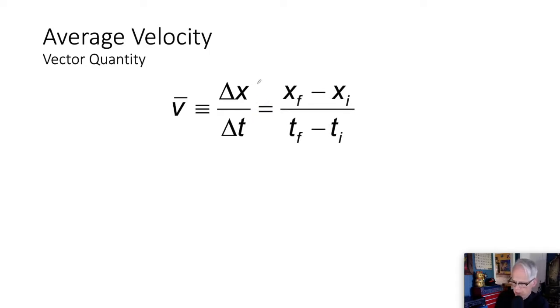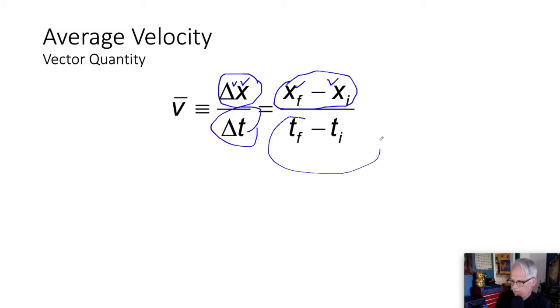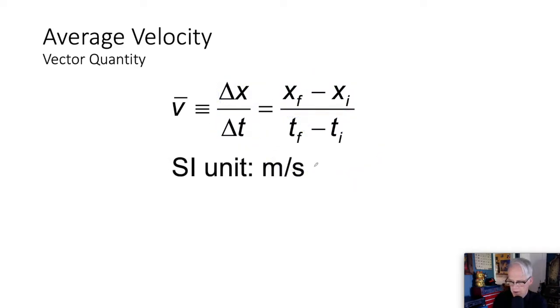Now let's expand what we mean by delta x, or change in position. That's going to be the final position minus the initial position. And the same thing with delta t. That's going to be our final time minus our initial time. Now our units for velocity are going to be the same as speed, meters per second.